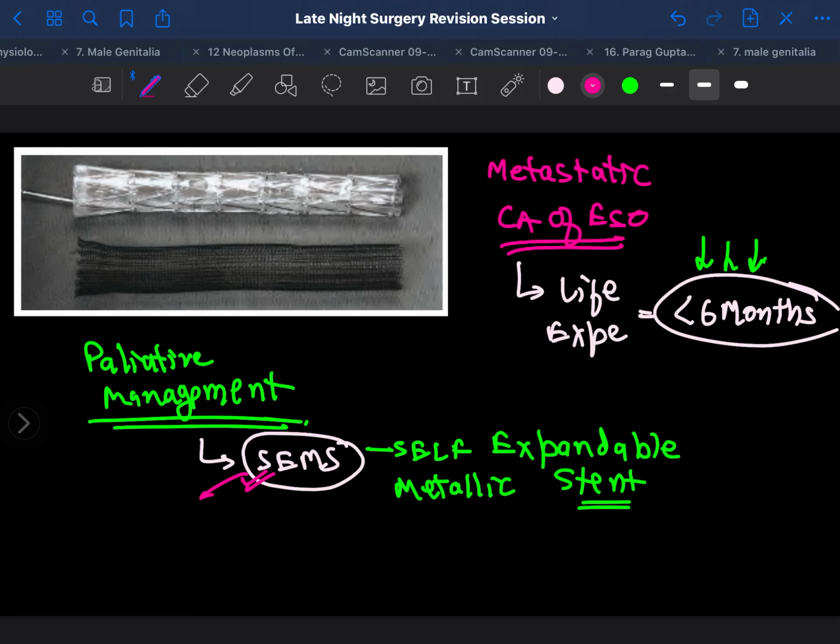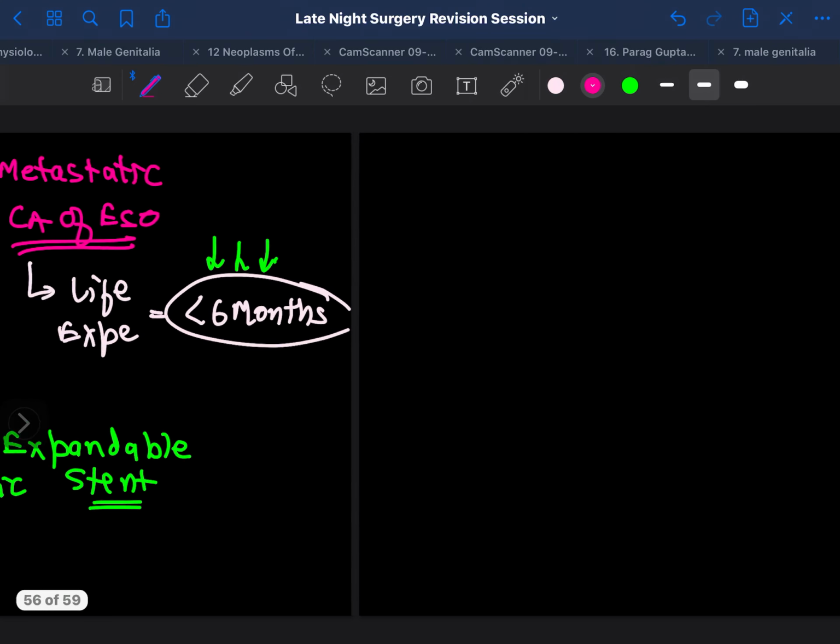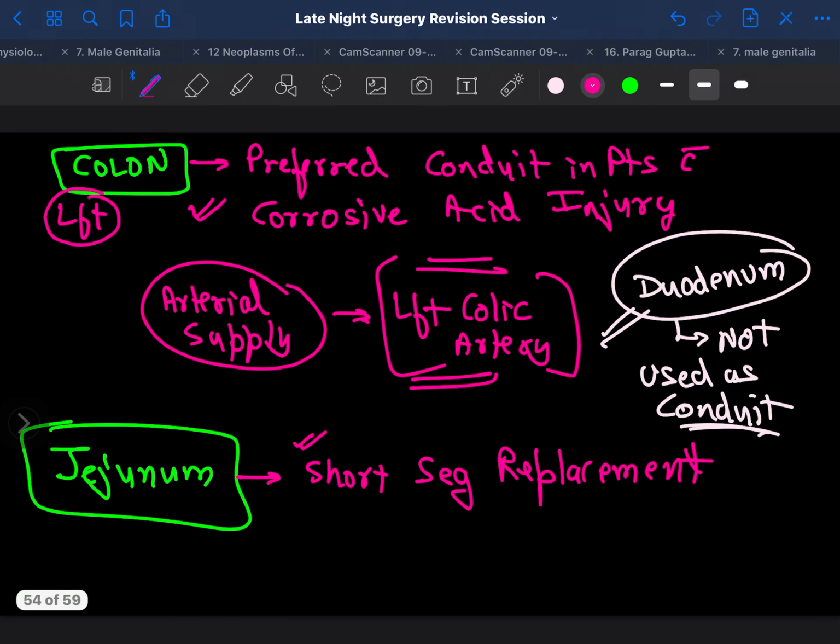By using this SEMS. If you put this, this will basically help you in relieving the dysphagia. The dysphagia of this particular patient will be relieved. So this will help you in relieving the dysphagia of this particular patient, and that is what you call a SEMS, that is a self-expandable metallic stent. And this is an image of a self-expandable metallic stent that is very, very important, which you need to understand, right? I hope you get this particular point.